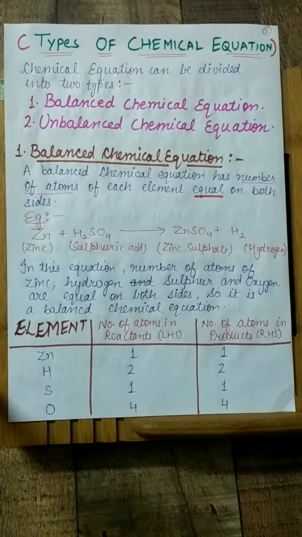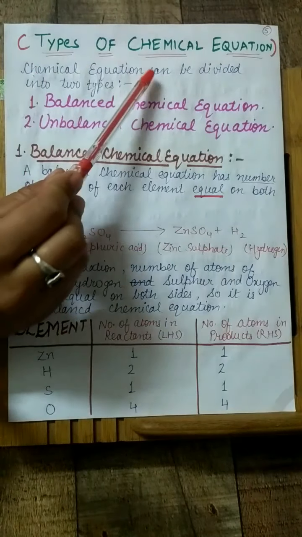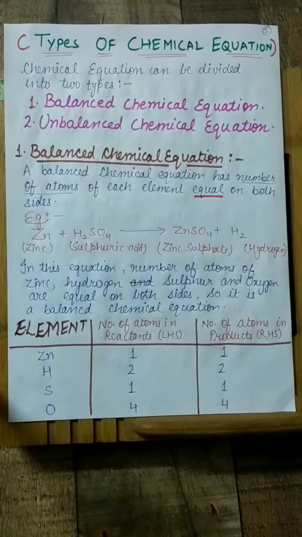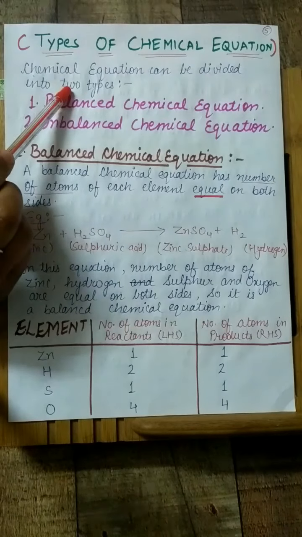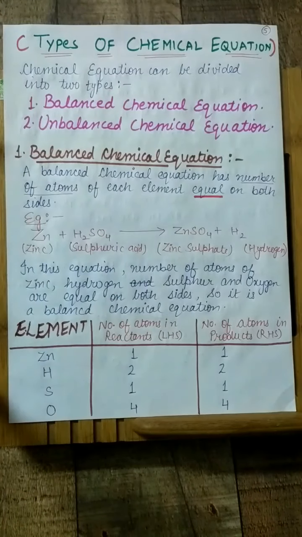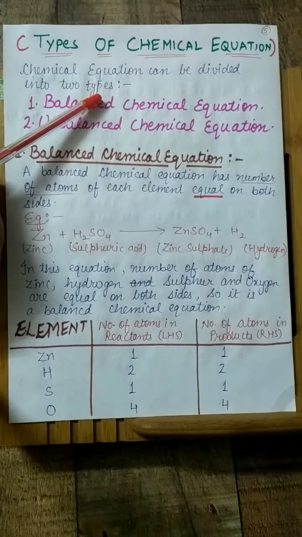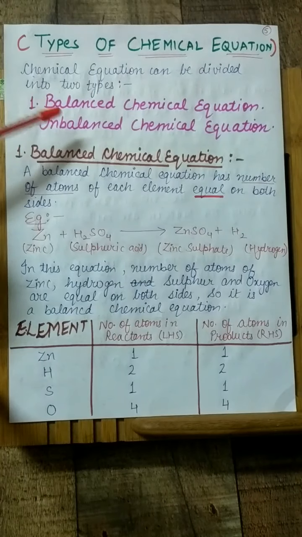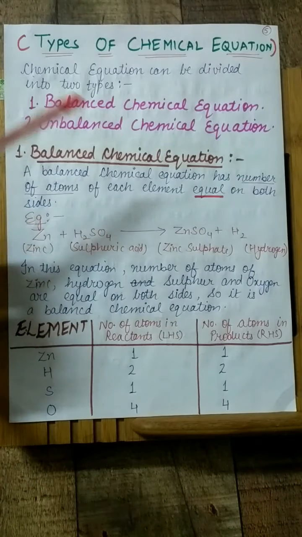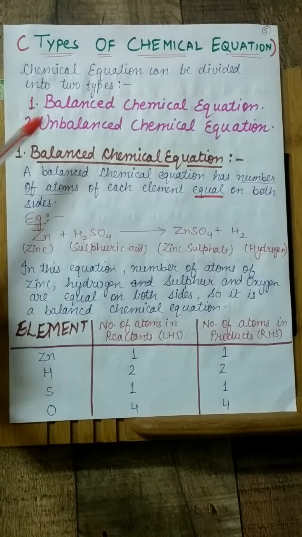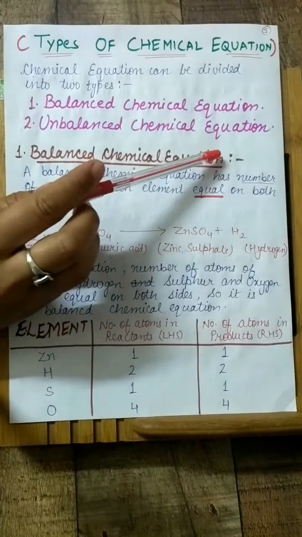As we have already studied the chemical equations, now we are going to study our new topic, and the name of the topic is types of chemical equations. Chemical equations can be divided into two types. Mean to say, chemical equations are of two types. First one is the balanced chemical equation and the second one is the unbalanced chemical equation.